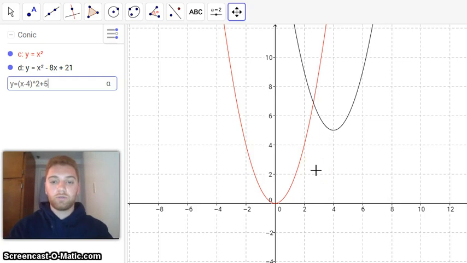And those are just a little bit of simple transformations between a basic linear y equals mx plus b and also a basic parabola of y equals x squared. And that was just a little bit of a demonstration of it.